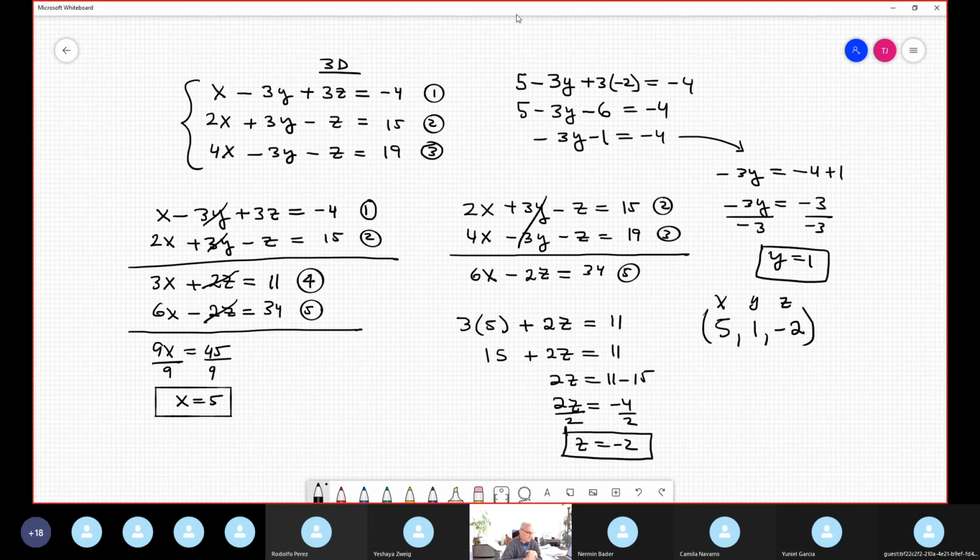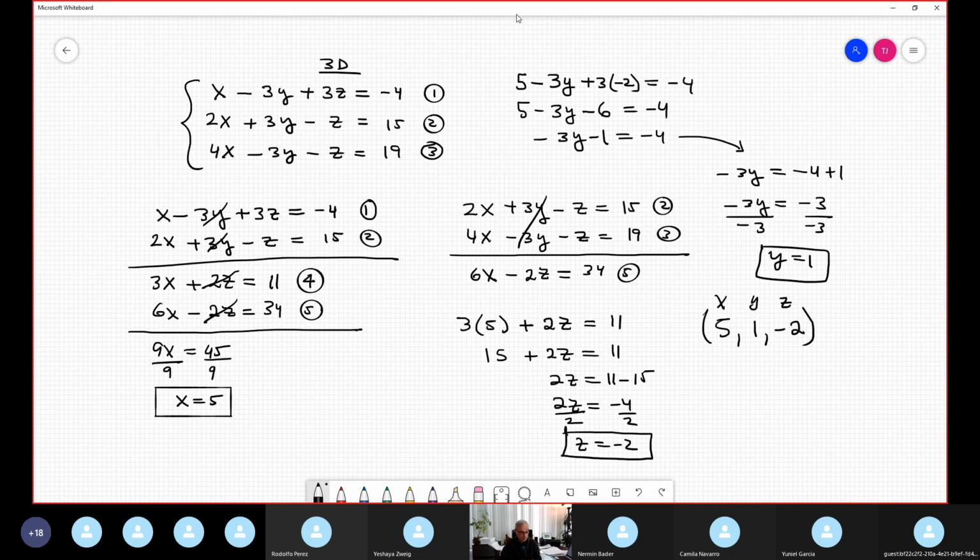Any question? This is the way. You pair 2 equations and eliminate 1 variable. You pair another equation and eliminate the same variable. So if you eliminate another, you are in big trouble. Okay? Do you follow me or no? Yes. Okay.